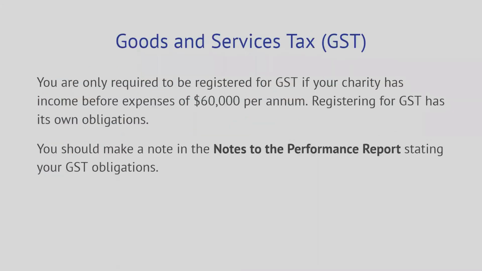So GST, you're only required to be registered for GST if your charity has income before expenses of $60,000 per annum. Registering for GST does have benefits, but it also has its own obligations. And if you're under this threshold, which many of you should be, it's a lot easier not to register for GST. Regardless of your GST obligations, you should make a note in the notes to the performance report stating your GST obligations.